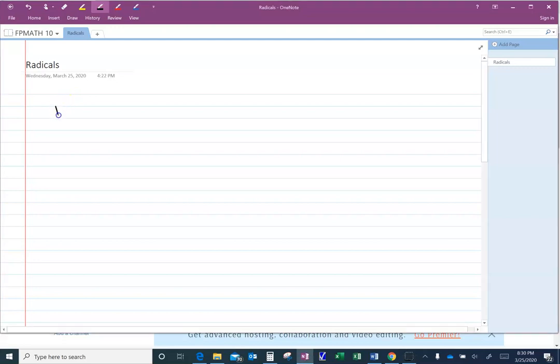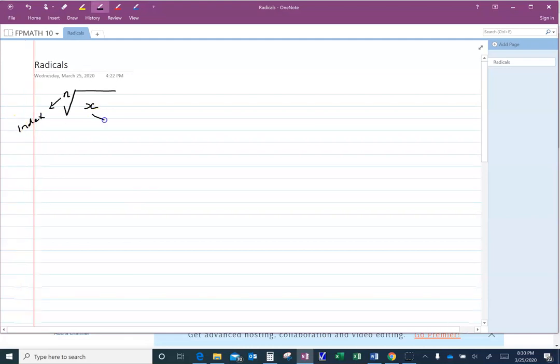Alright, first we need to know the components of a radical and the notation. If you see a notation written like this, n is the index, x is the radicand, and the entire thing is called a radical, or a radical expression.